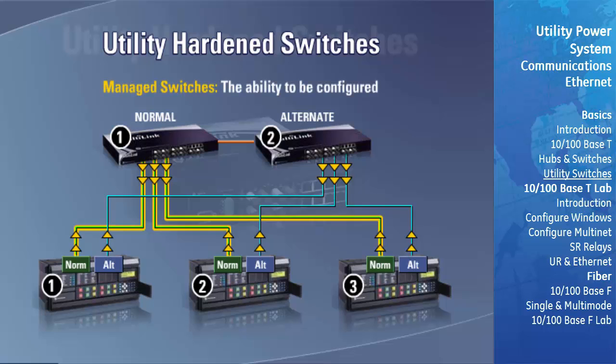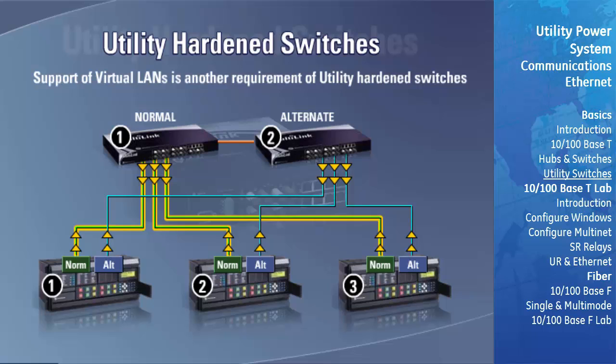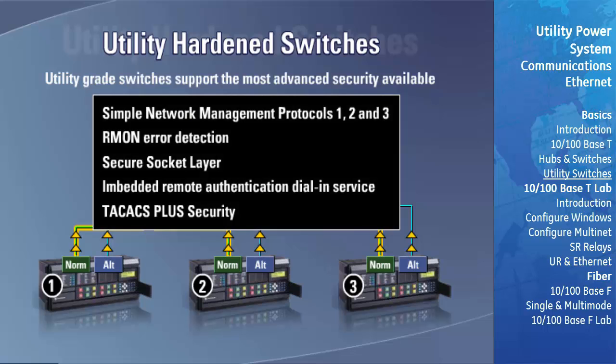Switches that have the ability to be configured are referred to as managed switches. High-quality utility-grade switches such as the MultiLink switch family are managed switches. The support of virtual LANs or VLANs is another requirement of utility-hardened switches. VLANs are discussed in detail in the GOOSE Lab 1 movie, which can be found under the IEC 61850 tab of the Protocols section. A final characteristic of utility-grade switches is that they must be secure, and so these switches should support the most advanced security available. Today, this means that these switches should support the items listed.